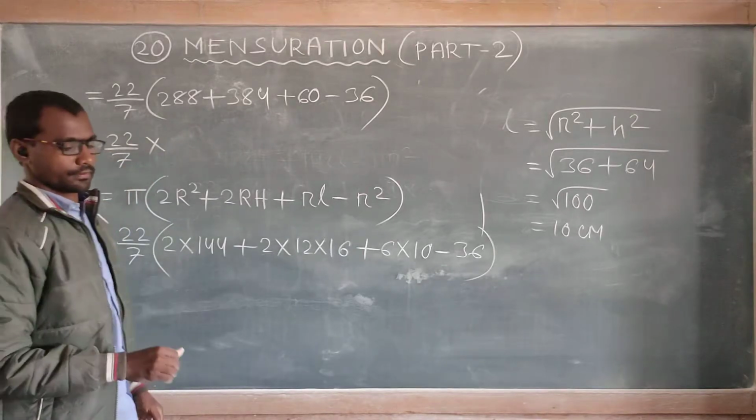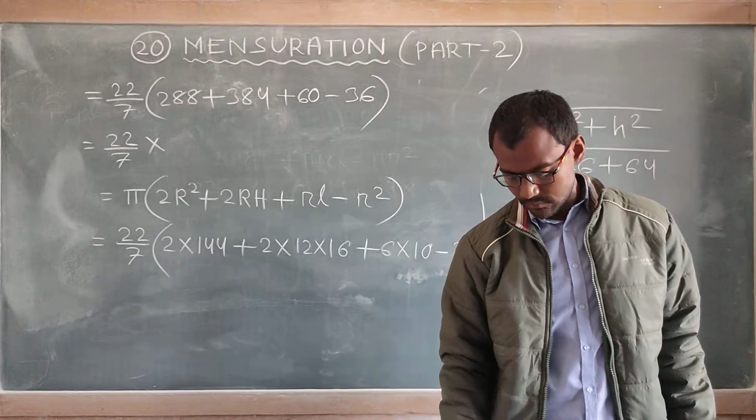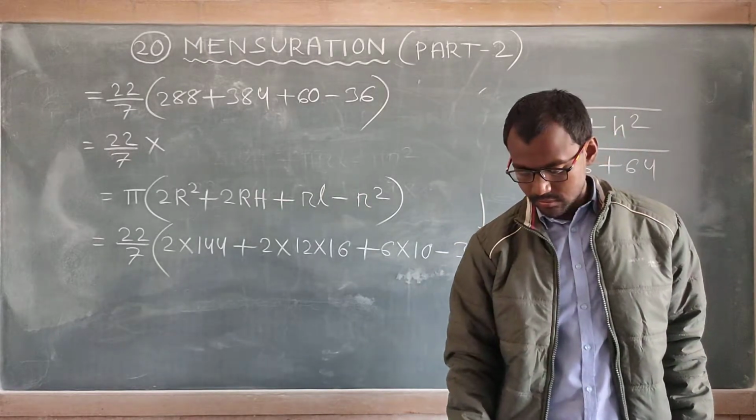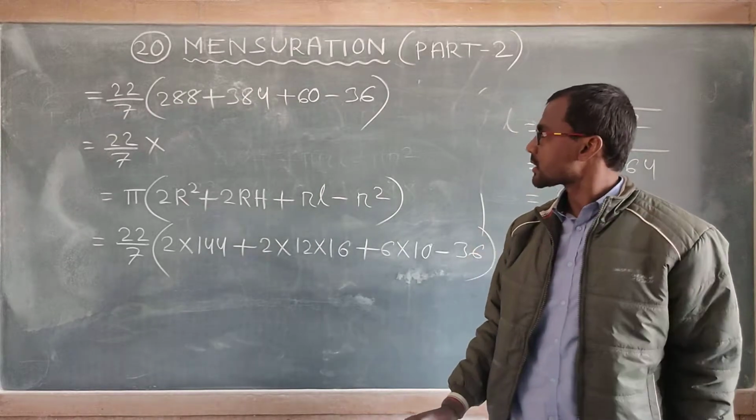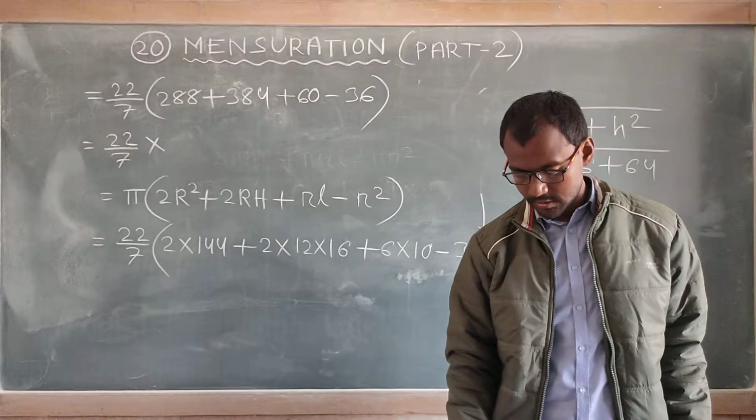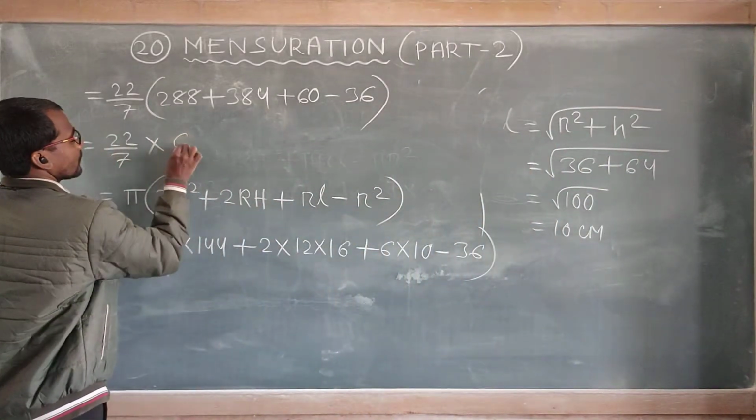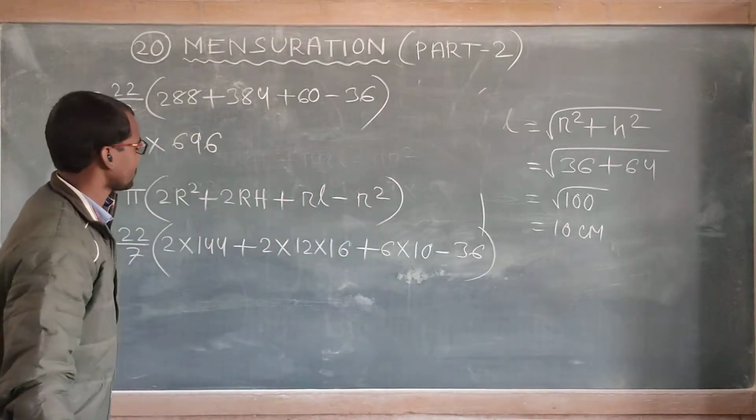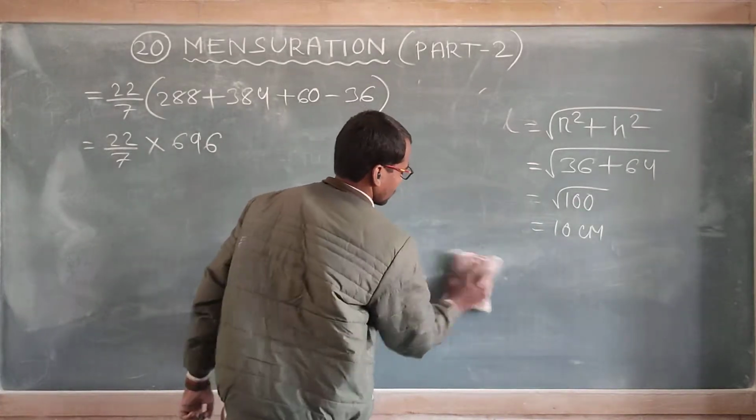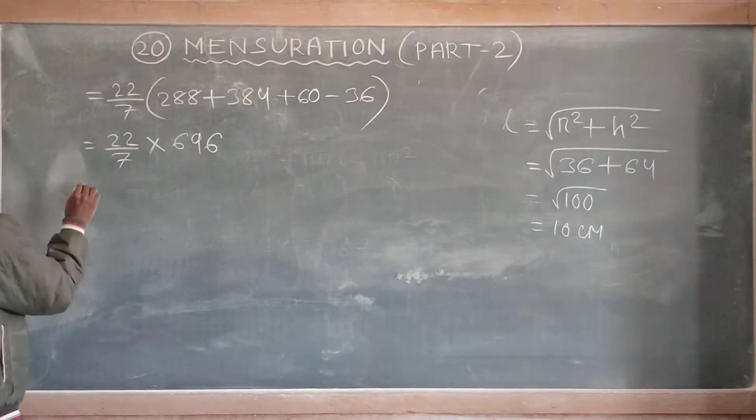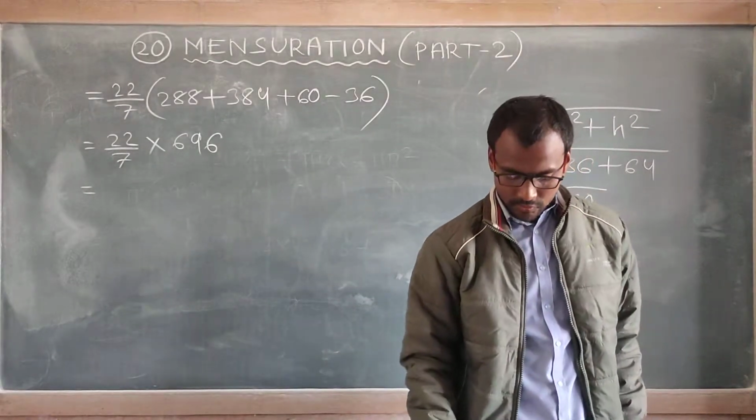22 by 7 into 288 plus 384 plus 60 minus 36, which is 696. So ultimately we get 22 by 7 into 696.